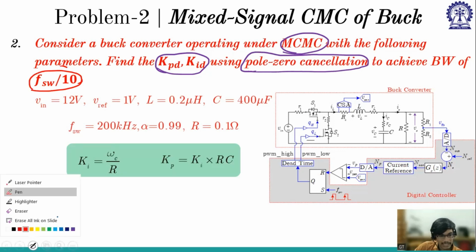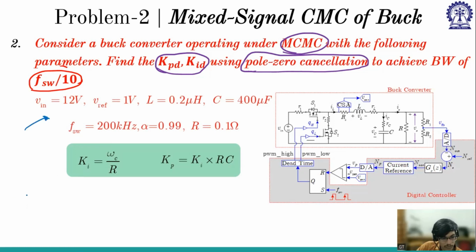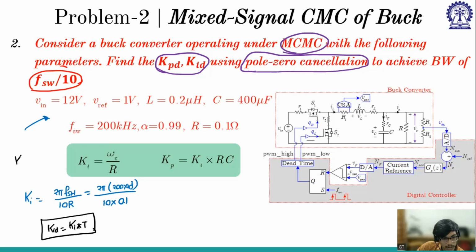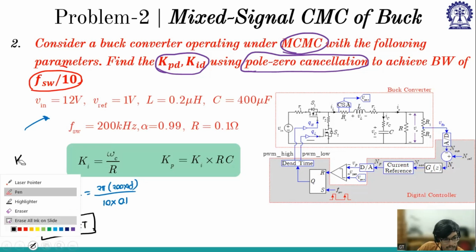All the necessary details are given, and we know that Ki is omega c by r. If I calculate Ki, omega c is 2 pi fc, which is FSW by 10, divided by r. So my Ki is 2 pi, FSW is 200 kilohertz, by 10, into r is 0.1. After getting Ki, KID is Ki into T. And what is my time period for 200 kilohertz? It is 5 microseconds.